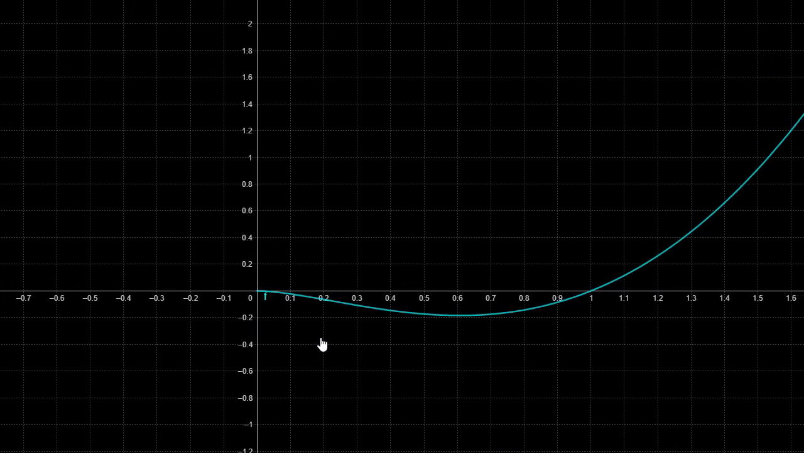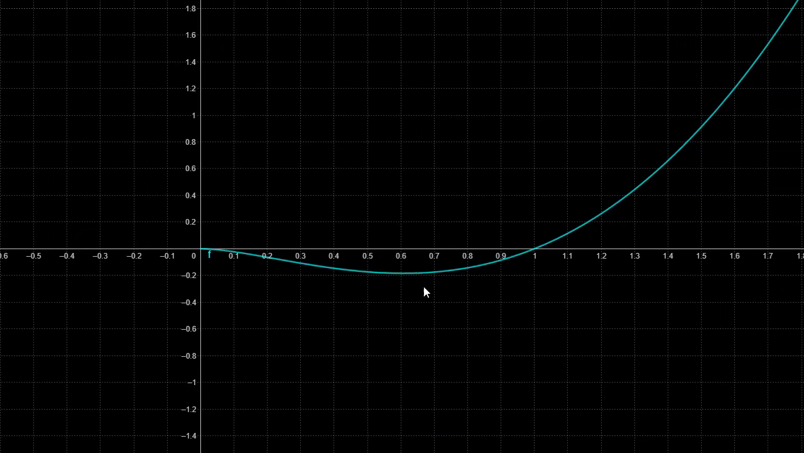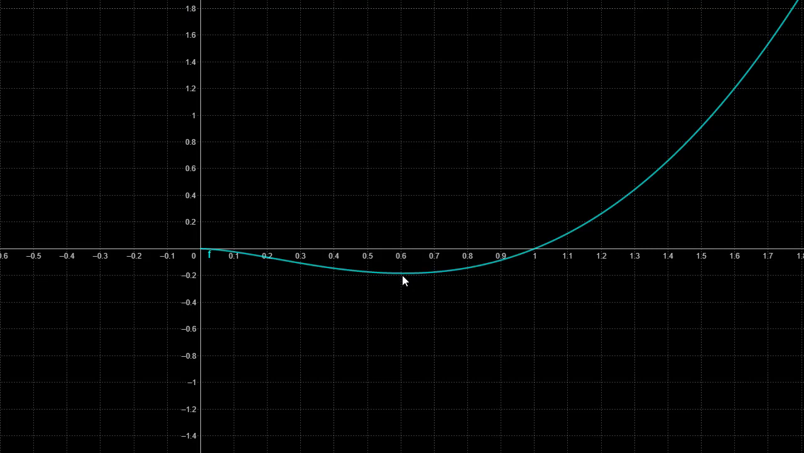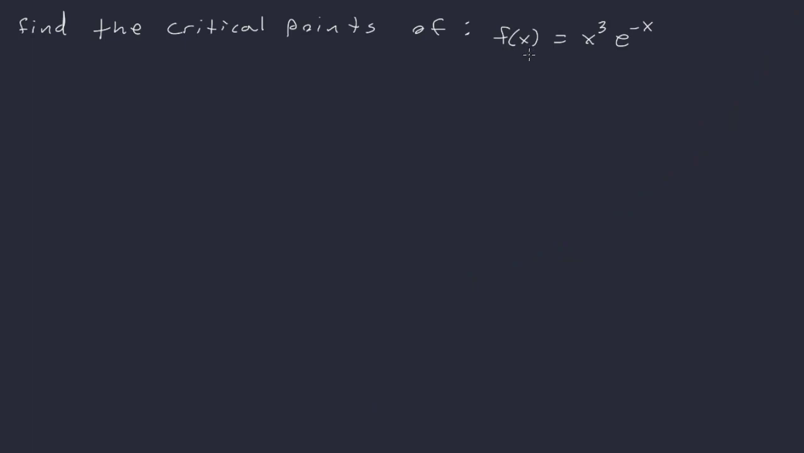All right, and if we graph this, we see that there's some sort of a local minimum around 0.6, and when you approximate 1/√e with your calculator, you get about 0.6065. So that does jibe with what we just found. So that's the turning point around here, and you'll notice that the graph doesn't exist past 0, because ln doesn't.